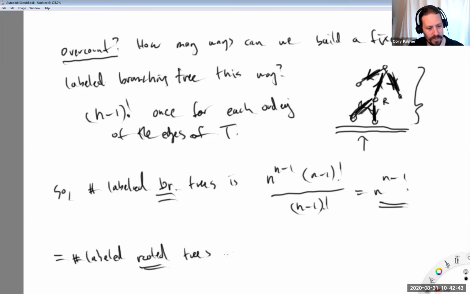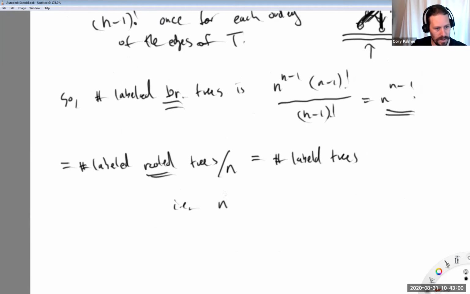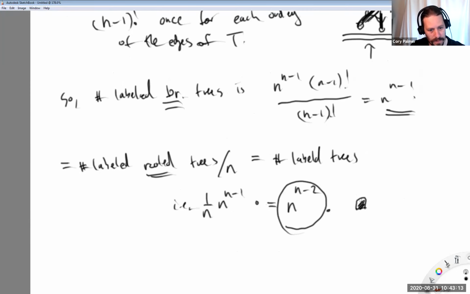So the number of branching labeled trees over n, so the number of ways to cancel out the root, equals the number of labeled trees, okay? So it's just n to the n minus 1 times 1 over n, which equals n to the n minus 2. That's how you get rid of the roots, which is our answer. That's the end of the proof, okay?